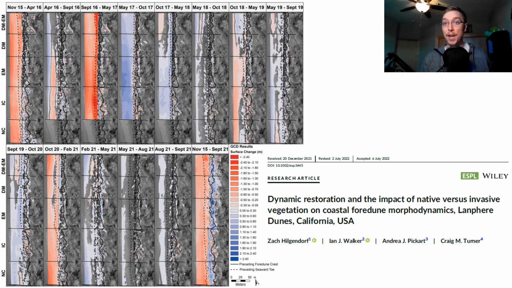And if you see at the bottom there, if you're interested in learning all about this stuff, that's an article I published very recently, July 6th of 2022. Dynamic restoration and the impact of native versus invasive vegetation on coastal Florida morphodynamics, Landford Dunes, California, USA. That is one of the big chapters out of my dissertation, and something I think we're really passionate about getting out there, looking at how this beach dune system has changed using a terrestrial laser scanner for a pretty decent amount of time. This type of high resolution focus on beach dune restoration really hasn't been done to this degree yet. So we're really, really excited to get this out there.